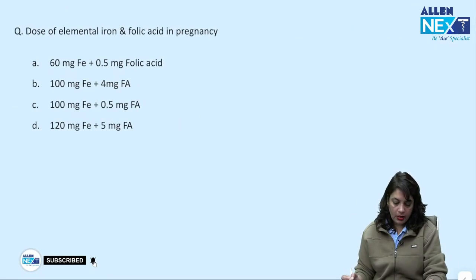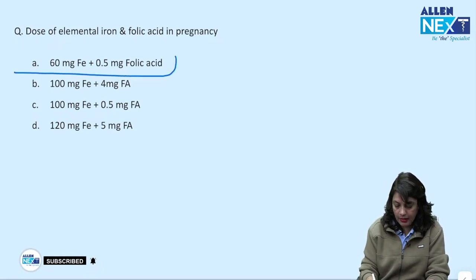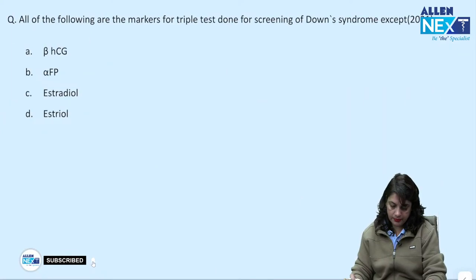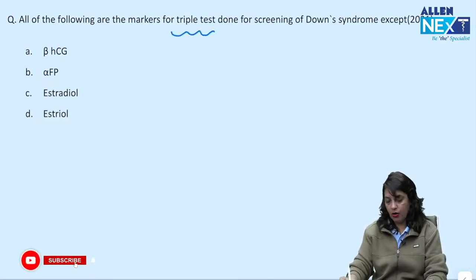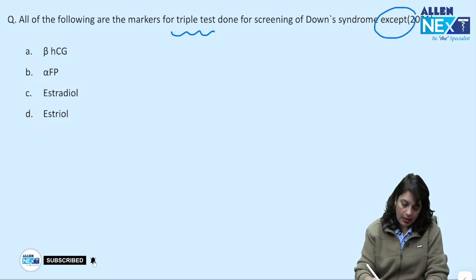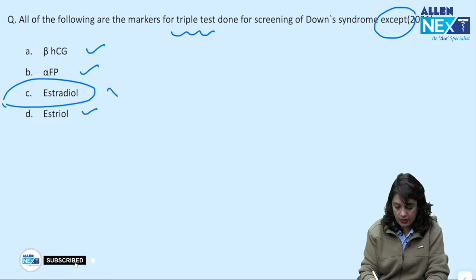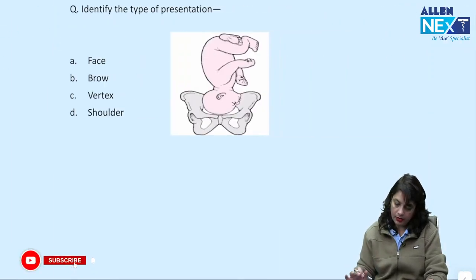Dose of elemental iron and folic acid in pregnancy is 60 milligram of elemental iron and 0.5 milligram of folic acid. All of the following are markers for the triple test for Down's except: beta HCG, alpha fetoprotein and estriol. Estradiol is not the marker.